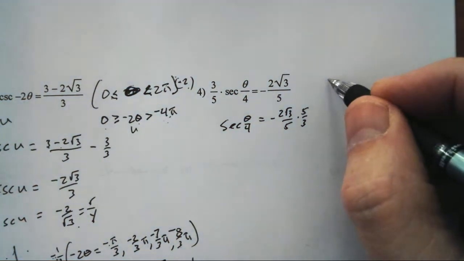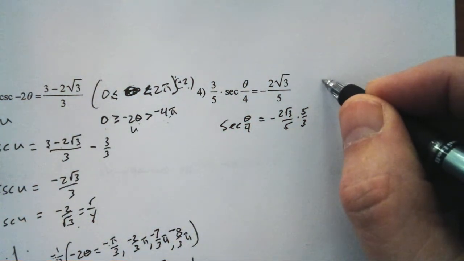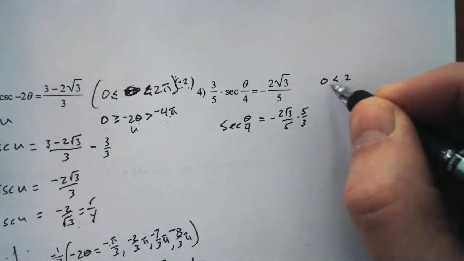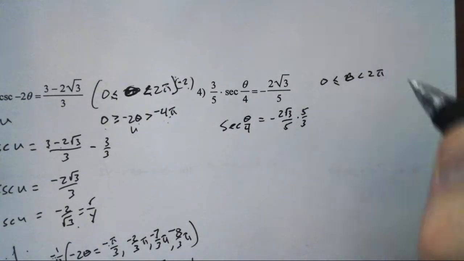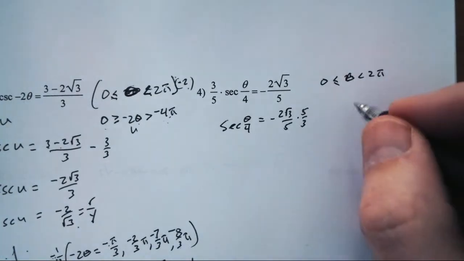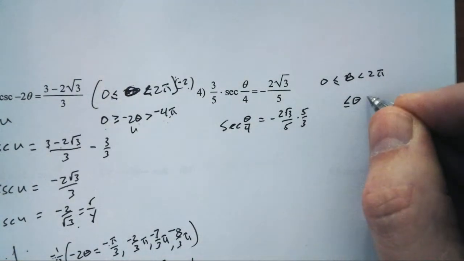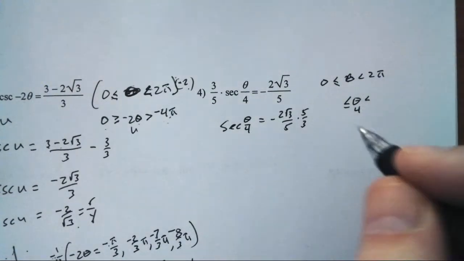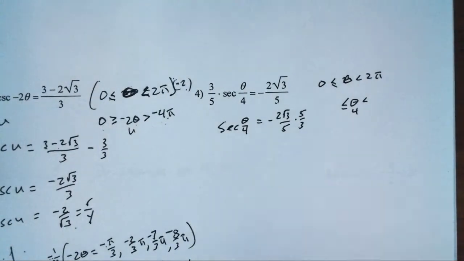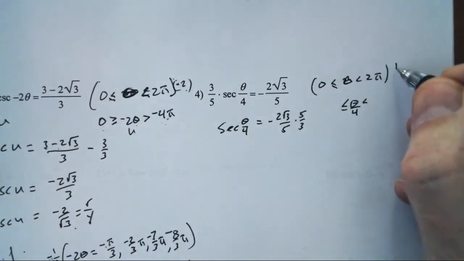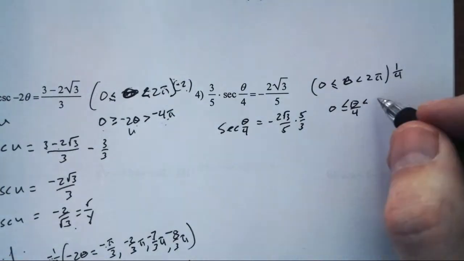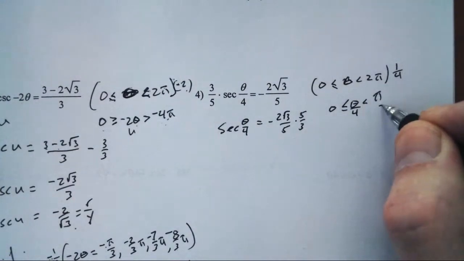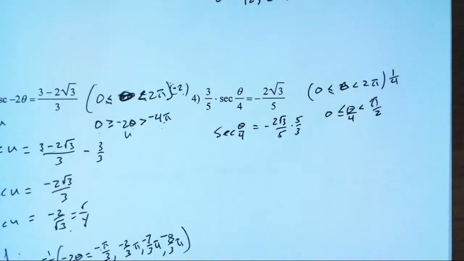But let's just jump back up here. So we're going to say normally 0 is less than or equal to theta, is less than 2 pi, but I want theta on 4. Right? So we multiply all of this by 1/4 and we get 0 is less than or equal to theta on 4 is less than or equal to pi on 2. I'm only looking for answers in the first quadrant.